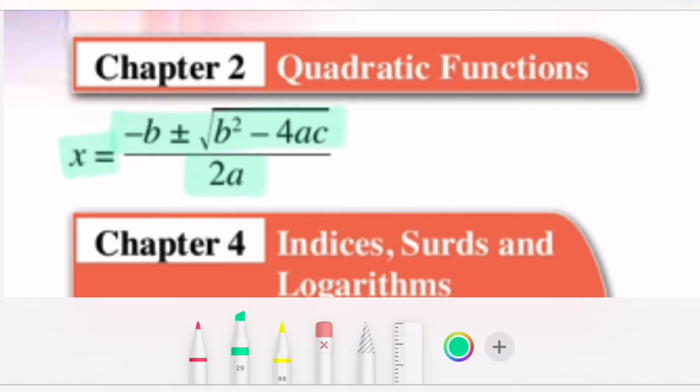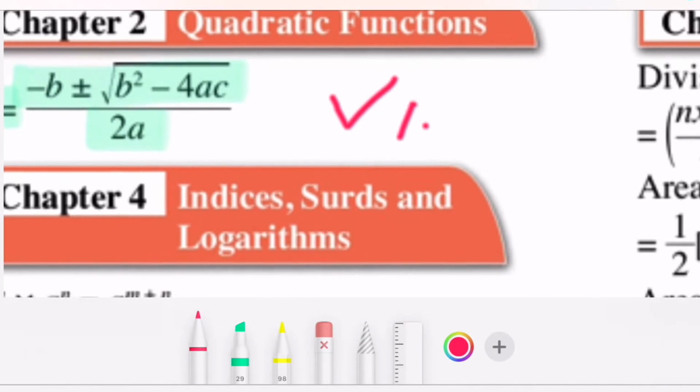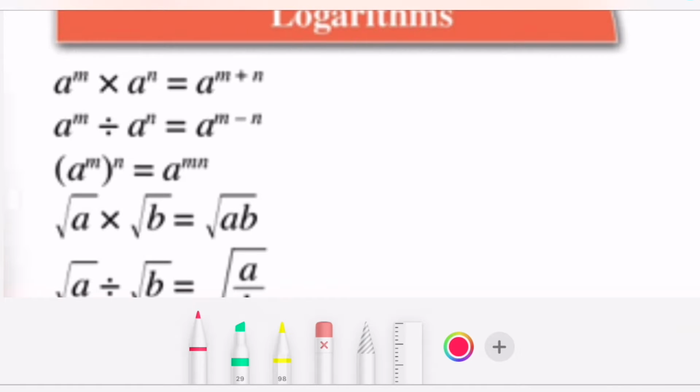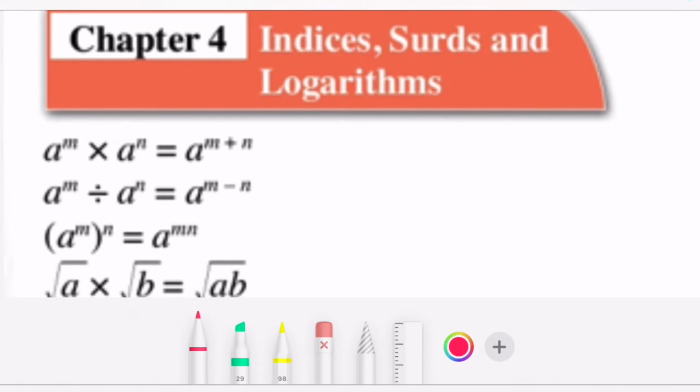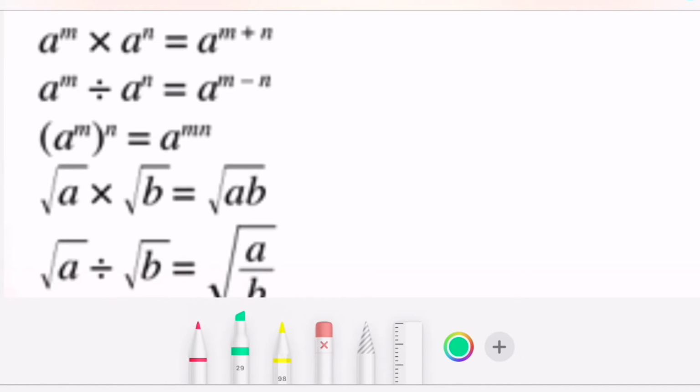For chapter 2, this is the important formula that you must know. So this is formula number 1. Okay, formula number 2 is at chapter 4. For chapter 4, we have many formulas. We have indices, surds and logarithm for chapter 4, right? So let's go through all the formulae. This is formula number 2.